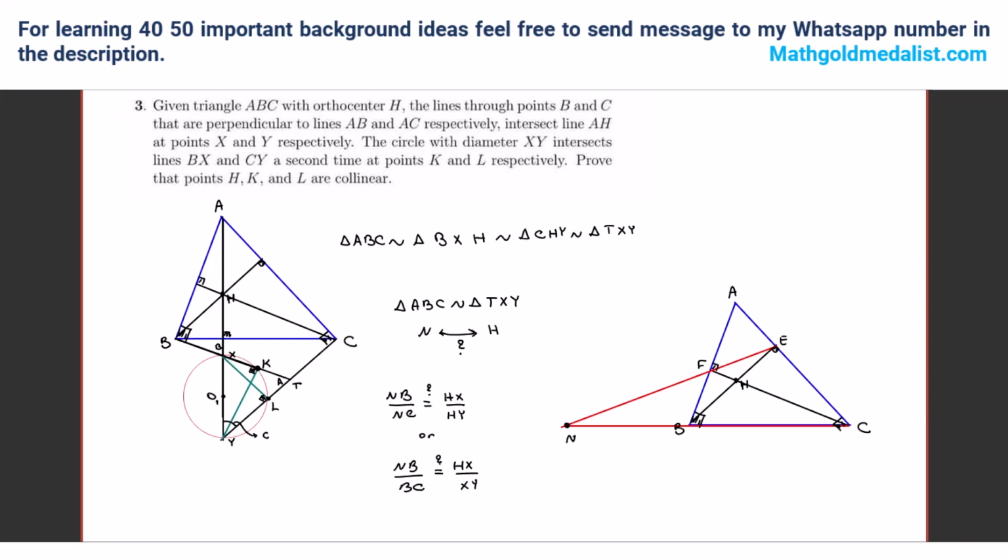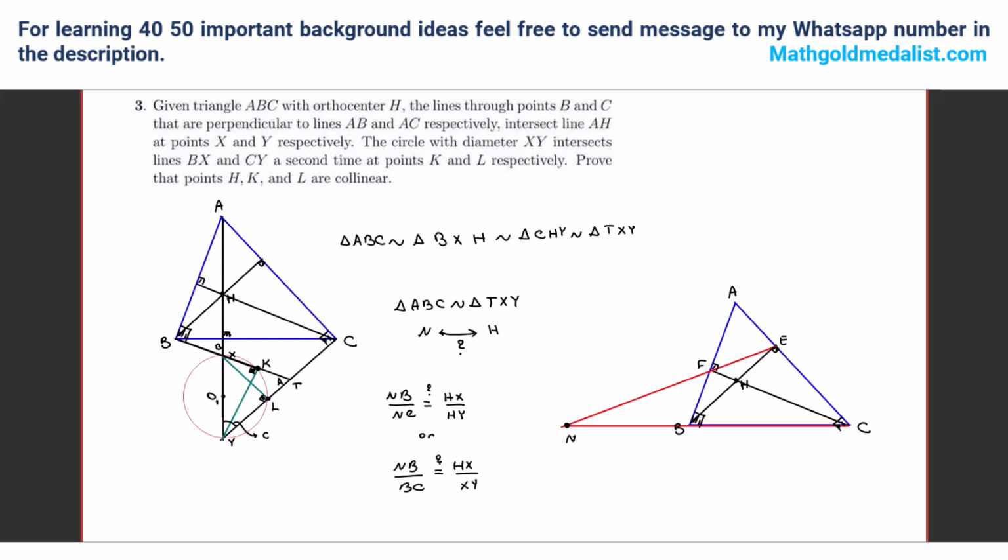Could you give a hint? Because I tried Menelaus for triangle ABC with EFN, but I'm not sure how to relate it to TXY.